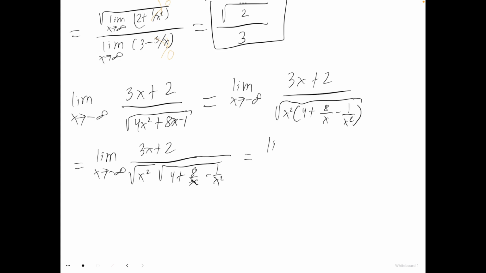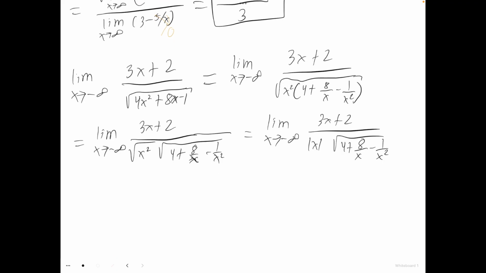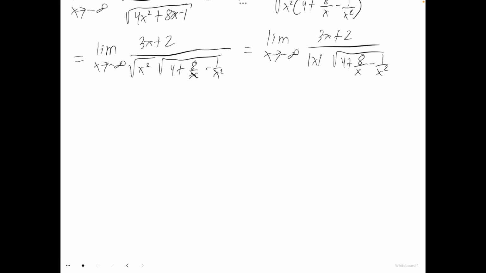And this becomes the limit as x goes to negative infinity of 3x plus 2 divided by the absolute value of x times the square root of 4 plus 8 over x minus 1 over x squared. And now this is where it becomes relevant that this is the absolute value of x, not just x, when we take the square root of the square, as now we're going towards negative infinity. And so we're plugging negative numbers in for x, so the absolute value of x will become negative x. That's just the definition of the absolute value function.